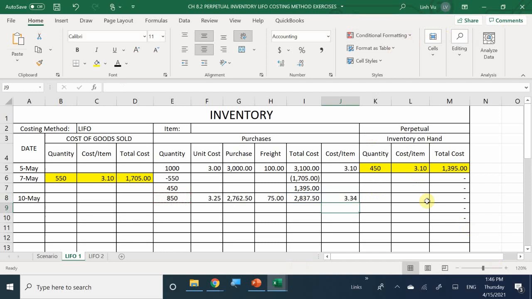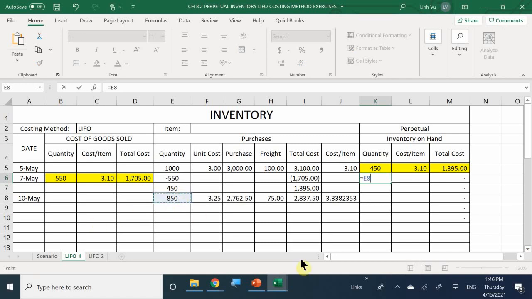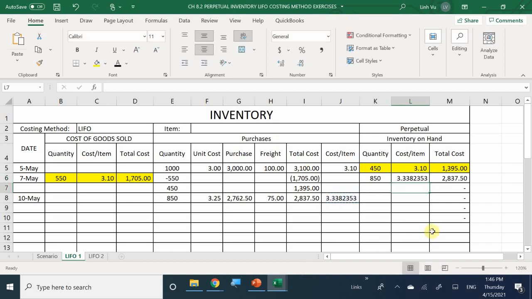3.33824. Okay, so here we have a nasty number, right? We have a number that isn't evenly distributed. With that, we have to apply our equal round formula. Now that we completed our middle section, let's transfer it into our inventory on hand. In this case, I have 850 units costing me the 3.33, which should calculate to 2837.50.